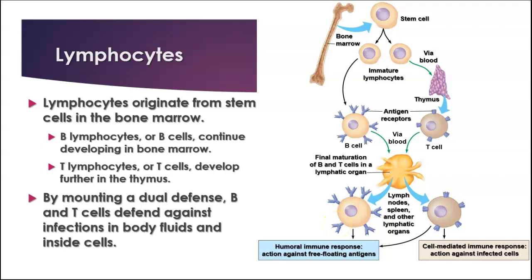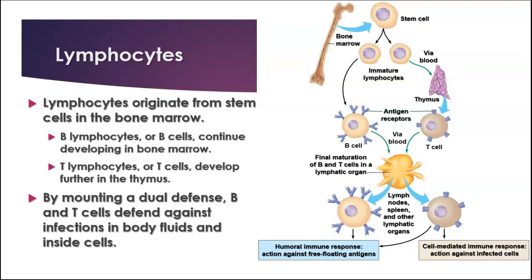Lymphocytes are cells that originate from stem cells in the bone marrow. And there are a couple of different kinds. There are B cells and T cells. B lymphocytes or B cells continue and finish developing in the bone marrow, whereas the T lymphocytes or T cells start developing in the bone marrow, and then they migrate to the organ called the thymus, which is in your chest, just above your heart, and they finish developing in the thymus.